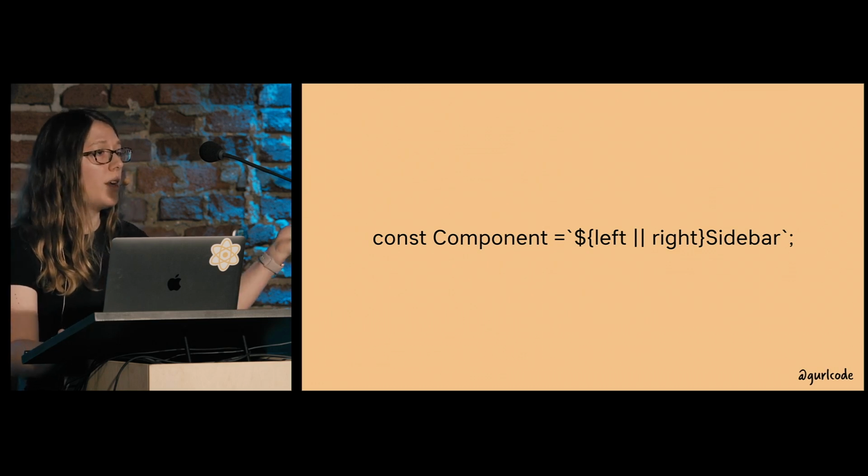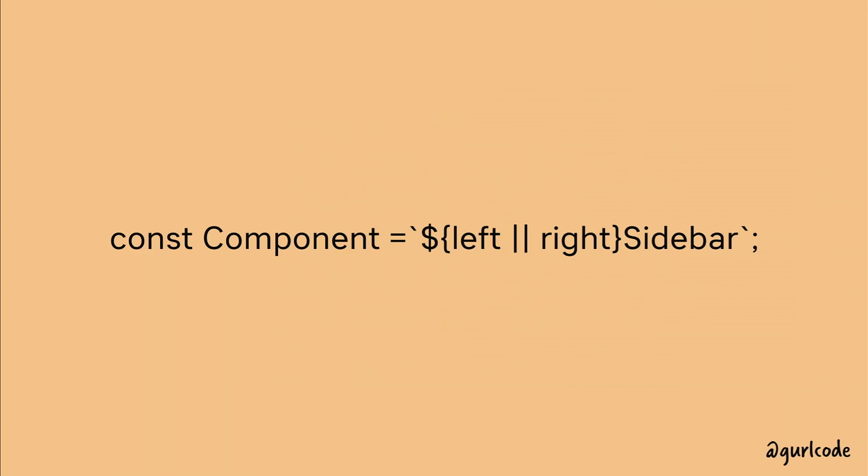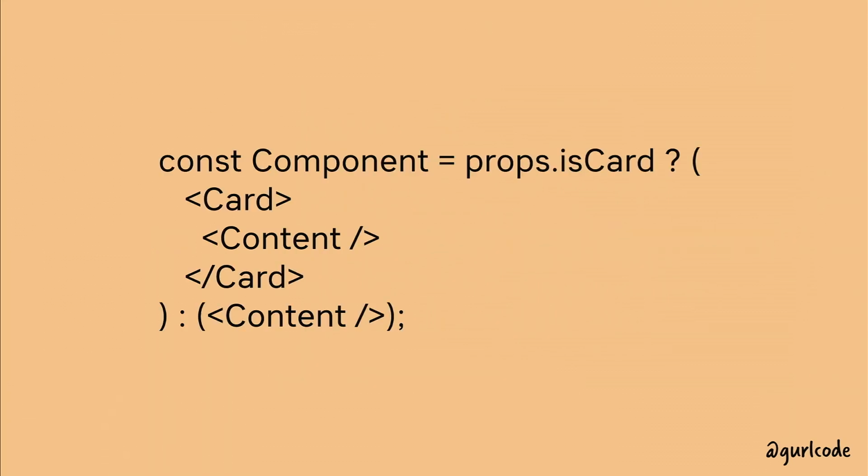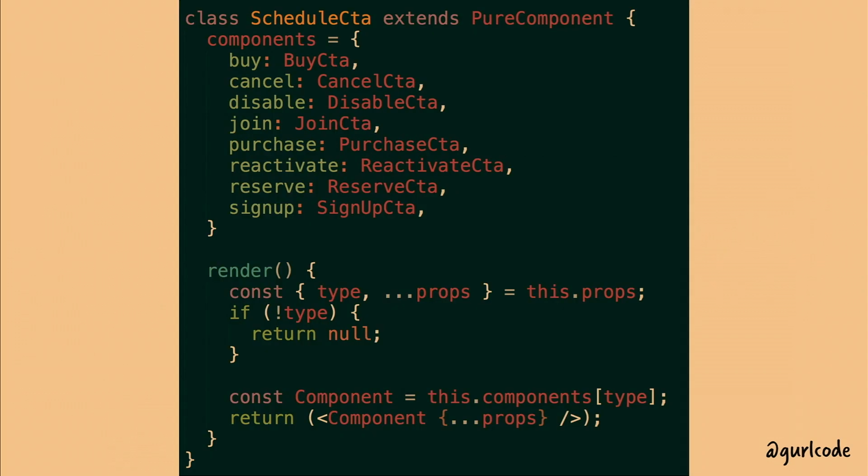So here I'm deciding between a left and right sidebar using an ES6 string template. And then here I'm deciding if I need to wrap the content in a card or not. These are just nice little examples. And then this is actually our schedule CTA after our refactor. So it's much smaller. There's no scrolling, as you can see.